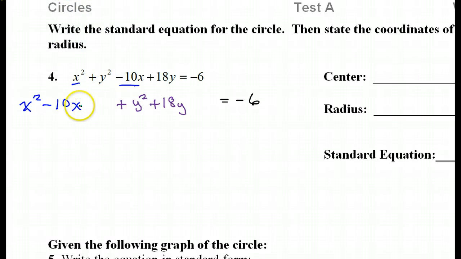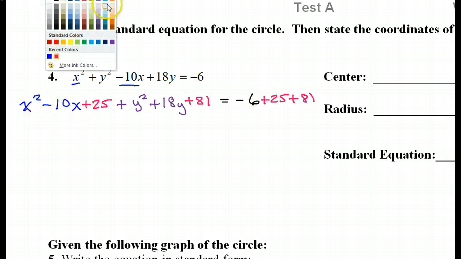So I must complete the square. That's half of the middle squared, and I put that here. Half of this is 5. Square it, you've got 25, so I'm going to add 25 to both sides. A common mistake is forgetting to add the 25 to the right hand side of the equation. For the y's, half of this is 9. You square that and you've got 81. So we have to add 81 to both sides.